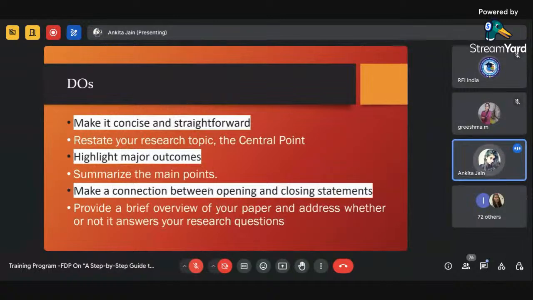So basically, it should give a whole idea about your paper. It should be a brief overview where you can see what you have done in your paper. And also, it should answer a research question. As I have told you, generally you should try to write your conclusion objective-wise.